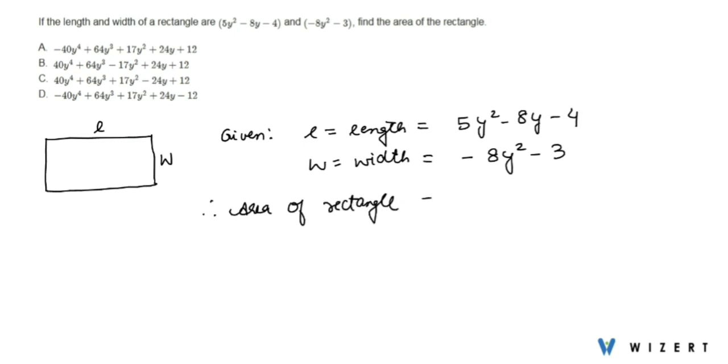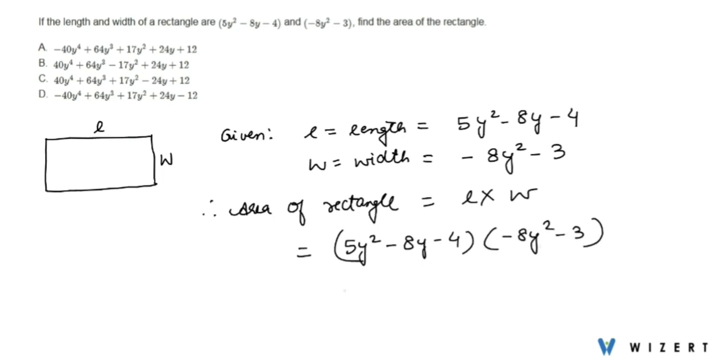So the area of a rectangle is length multiplied by its width. So let us multiply 5y² − 8y − 4 and −8y² − 3. If we multiply it term by term, 5y² multiplied by −8y² will be equal to −40y⁴. Similarly, if we do the multiplication of each and every term, then we will get the below polynomial.